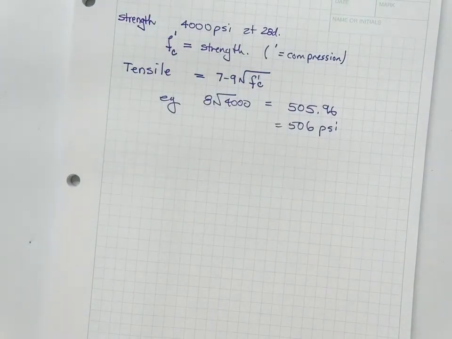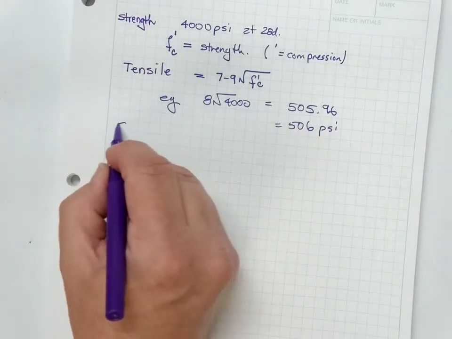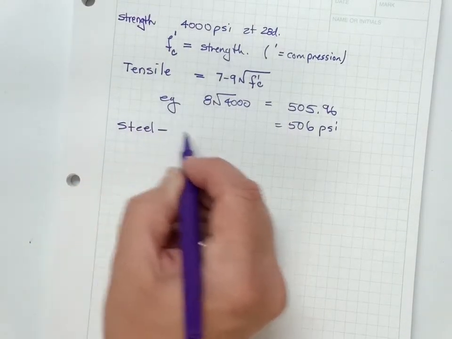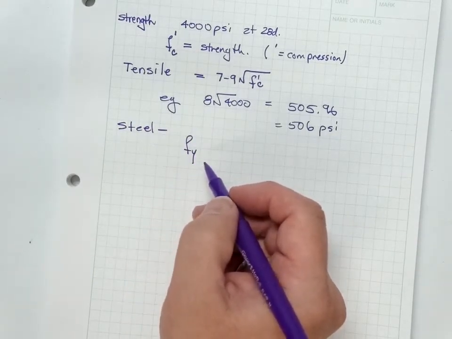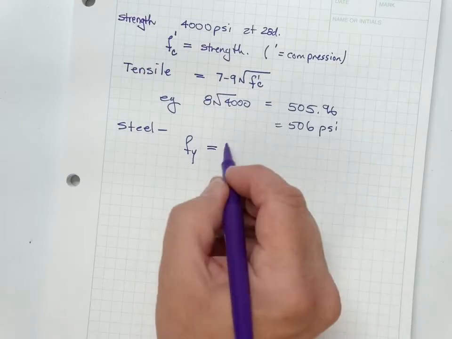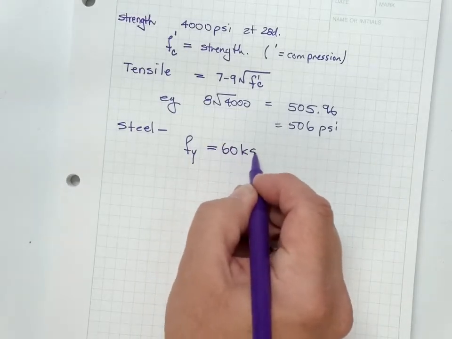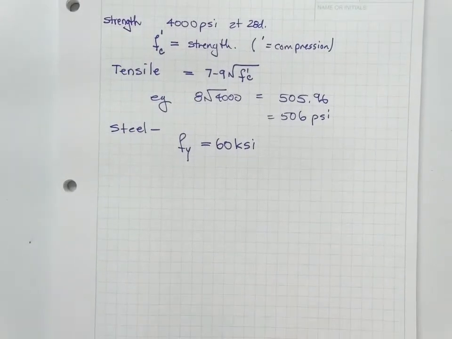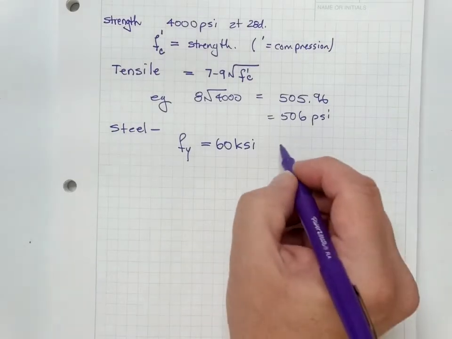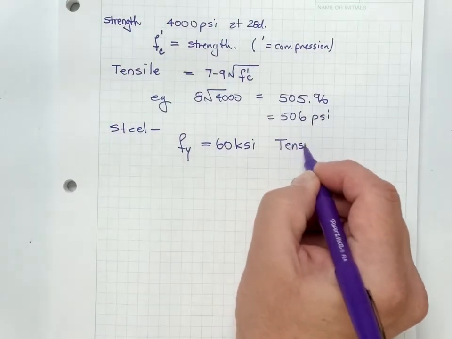If we look at steel for strength, we have an F sub y, the yield strength, and for most reinforcing steel, almost all the time, we'll be talking about 60 kips per square inch as our yield strength. That's in tension. What's the yield strength in compression?